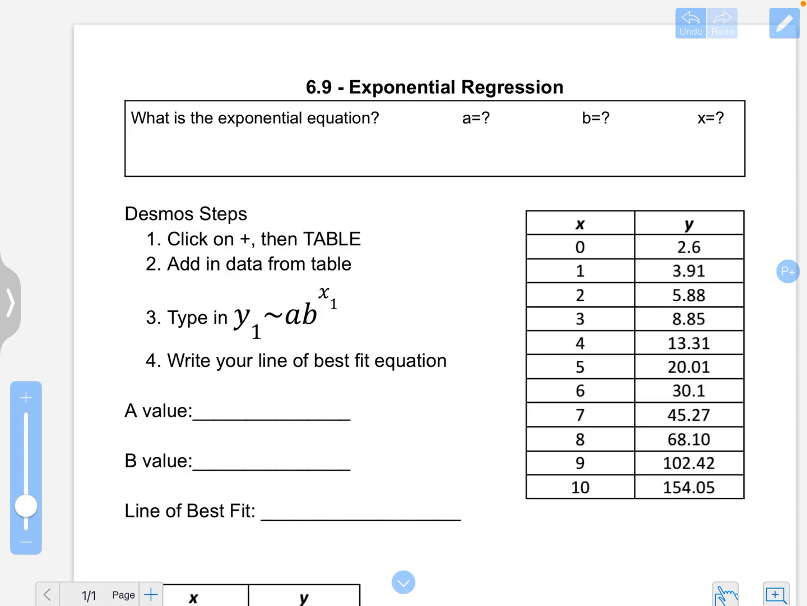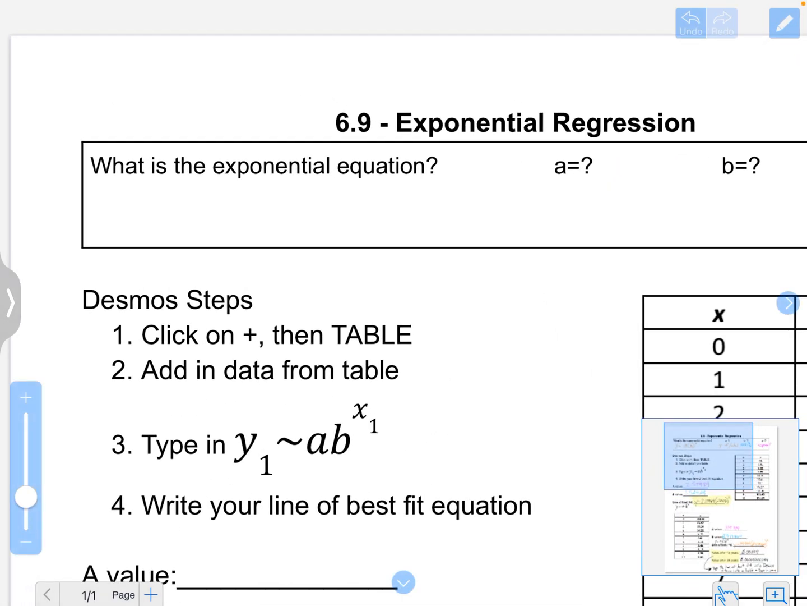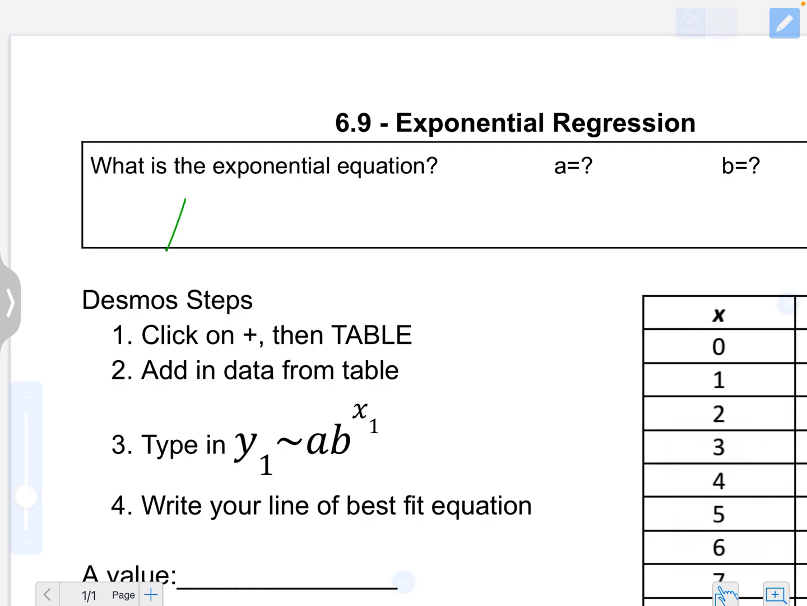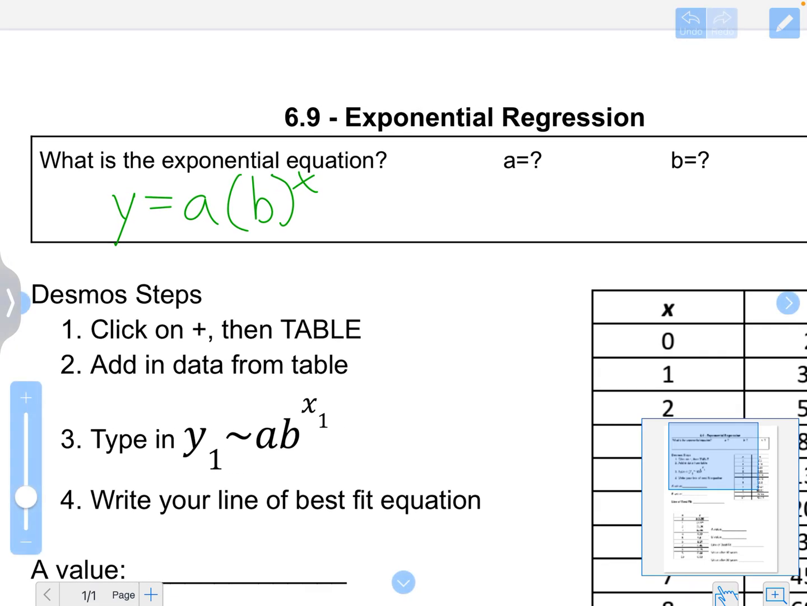Welcome to Coach Taylor's class notes, and today we're going to talk about exponential regression. So the first thing we need to do is remind ourselves of what our exponential equation is. And our exponential equation is y equals a parentheses b to the x.